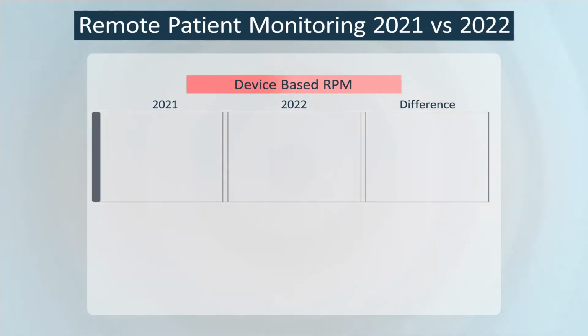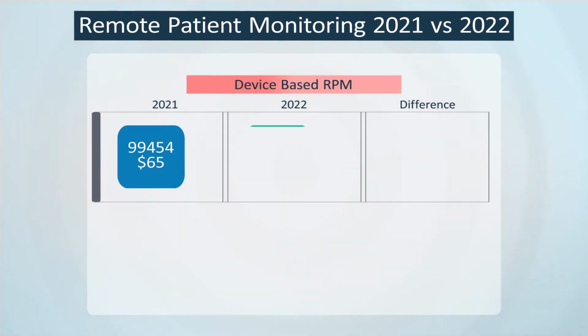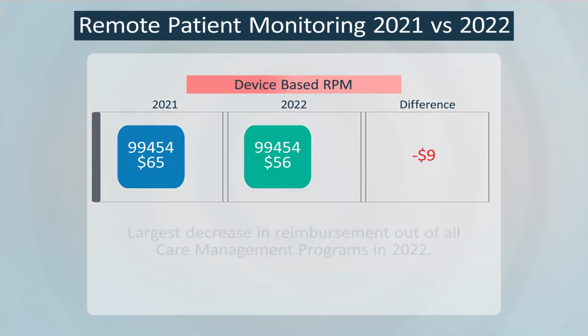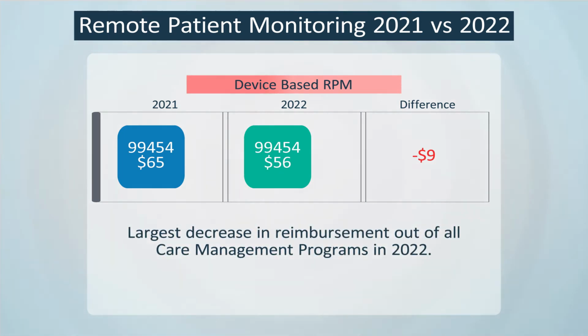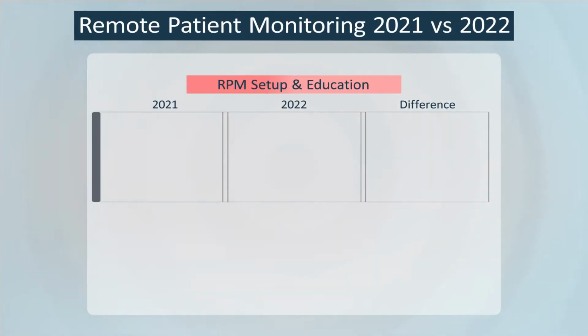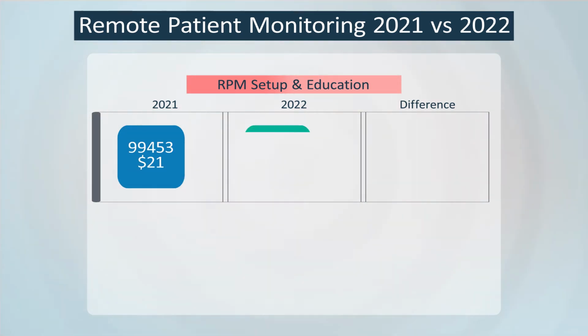Now let's look at the device-based RPM codes. 99454, which is supplying the patient with a device and having 16 days of readings per month, was $65. In 2022, this will be reduced to $56. Out of all the changes to 2022, unfortunately, this is the most significant drop out of all the care management programs. Finally, the code for RPM setup and education, 99453, was $21 and is slightly reduced by $1 to $20.